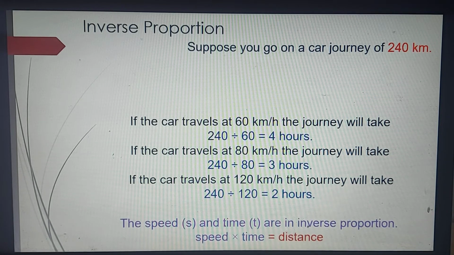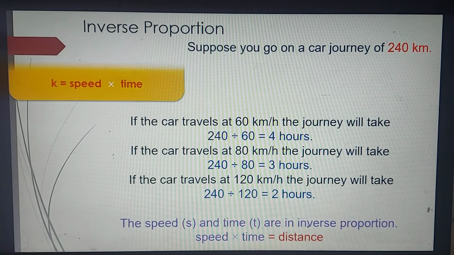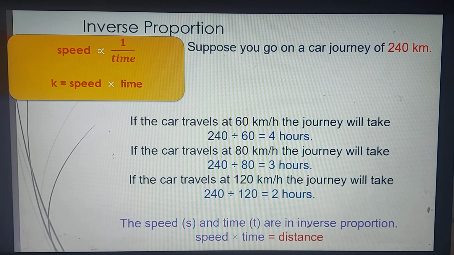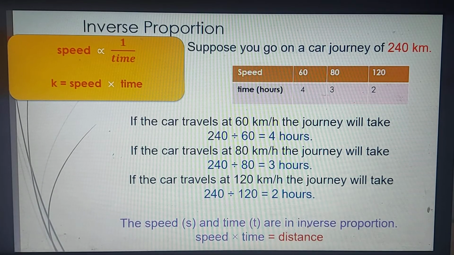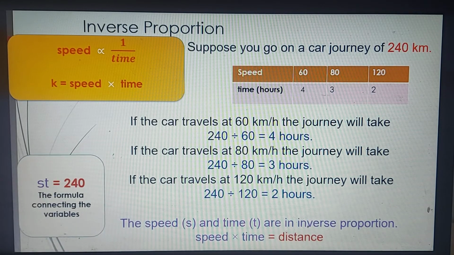Alright, so speed multiplied by time will give you the distance, as you can see from the table of values shown there. So the formula connecting the variables, the speed and time, is ST equals 240.